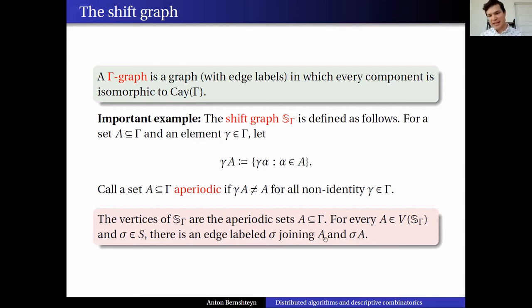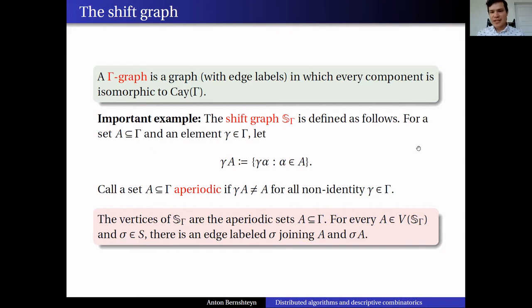For instance, because A is aperiodic, A and sigma times A are different, so there are no loops in this graph. But moreover, this general assumption in fact guarantees that every connected component is just a copy of the Cayley graph of gamma. Okay, so this is a very concrete definition of a graph where every connected component is isomorphic to the Cayley graph. So in the case where the group is, I don't know, the free group, every component will be a regular tree.